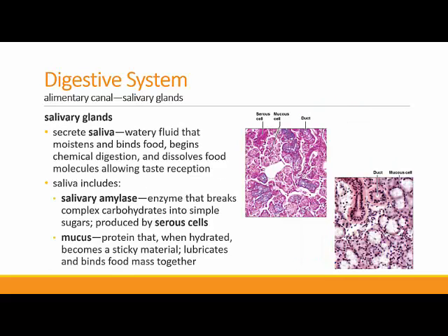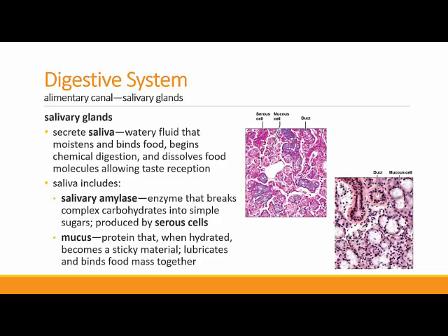So associated then with the mouth are the salivary glands. They secrete saliva, which is a watery fluid. It moistens the food, and the mucuses in it bind the food, get it good and gooey and sticky. And it also begins chemical digestion because we have enzymes in it. And as we are dissolving or moistening the food, taste particles are dissolved in it so that our chemoreceptors in the tongue can begin to taste those materials.